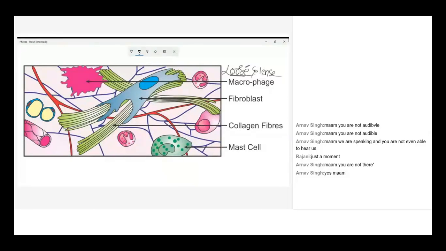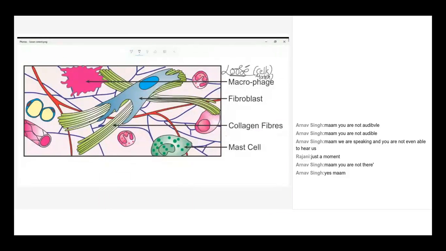Now, when you take the loose connective tissue here, what I said is that the connective tissue will have cells, isn't it? The first and foremost one is the cells. And then you will have the matrix, the ground substance. So the cells and the matrix are explained over here in loose connective tissue.